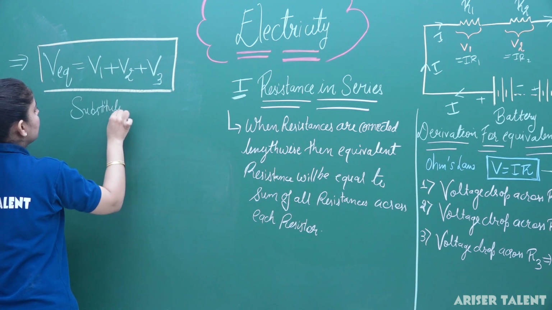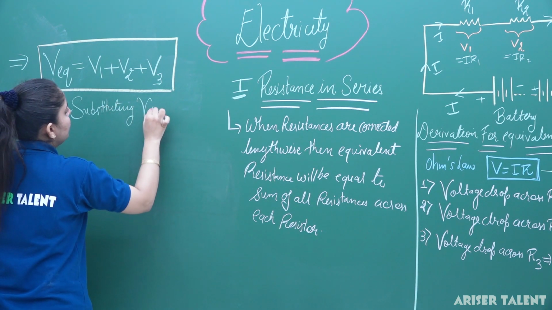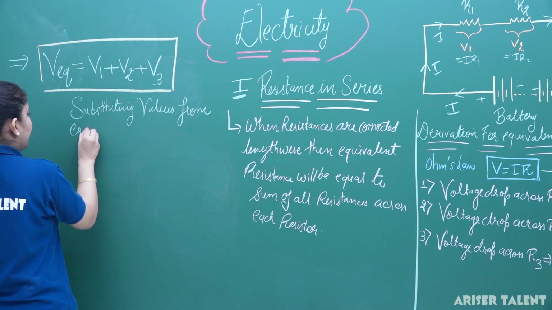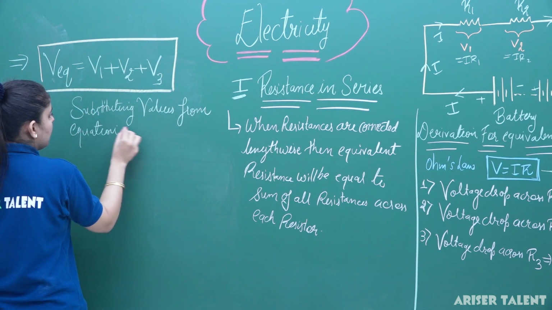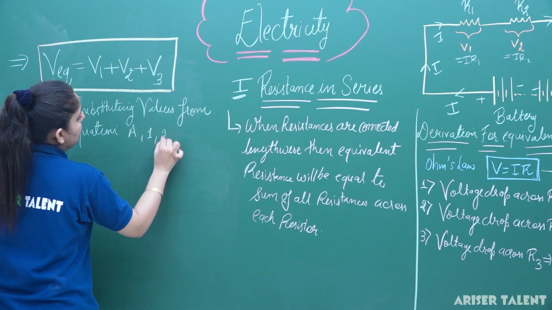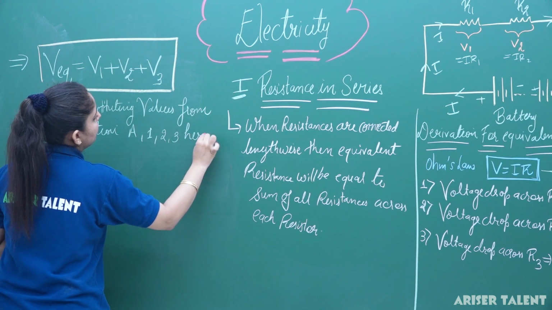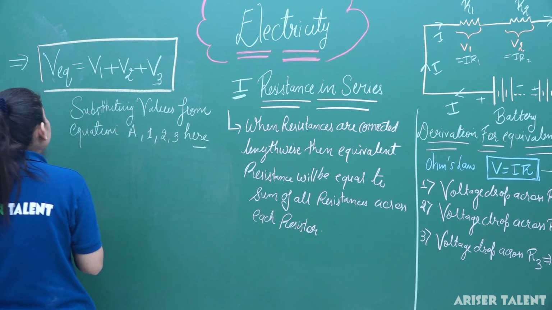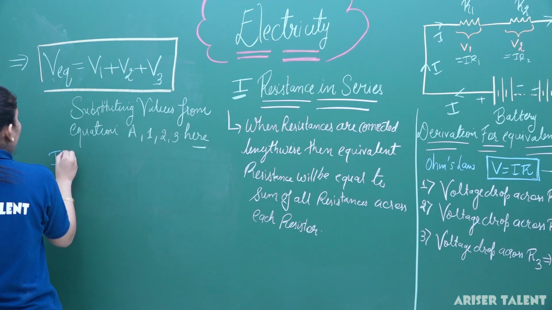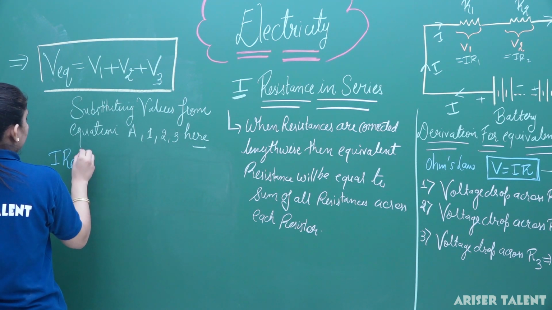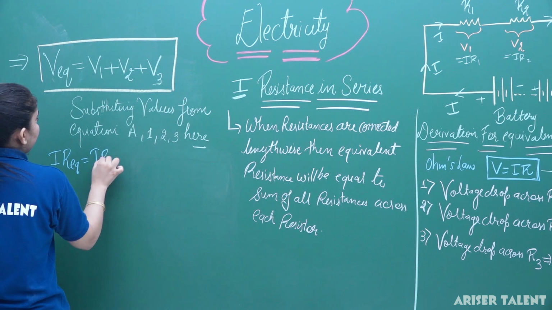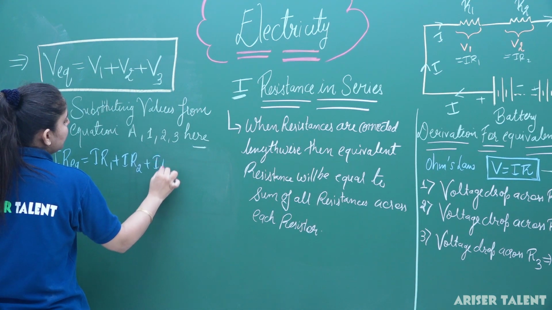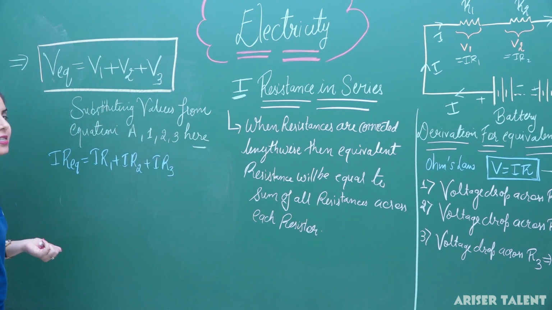So, what we are doing here, substituting values from equation A, 1, 2, 3 here. We are substituting these values here. So, what we are getting here, we will get V equivalent equal to IR equivalent equal to IR1 plus IR2 plus IR3. This is the equation I am getting on substituting these values.